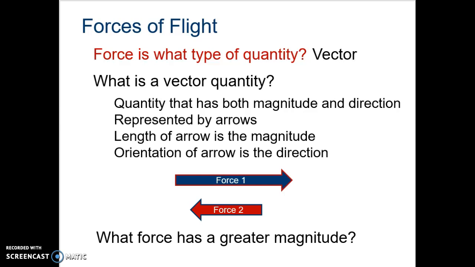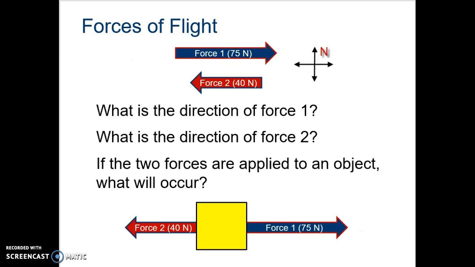Okay, here's a tough question. What force has a greater magnitude? Correct, force 1, because the length of the arrow is longer than force 2. Okay, let's see how you do with these 2 questions. What is the direction of force 1 and what is the direction of force 2? Yes, you're correct again. The arrowhead represents the direction of each force pointing towards.